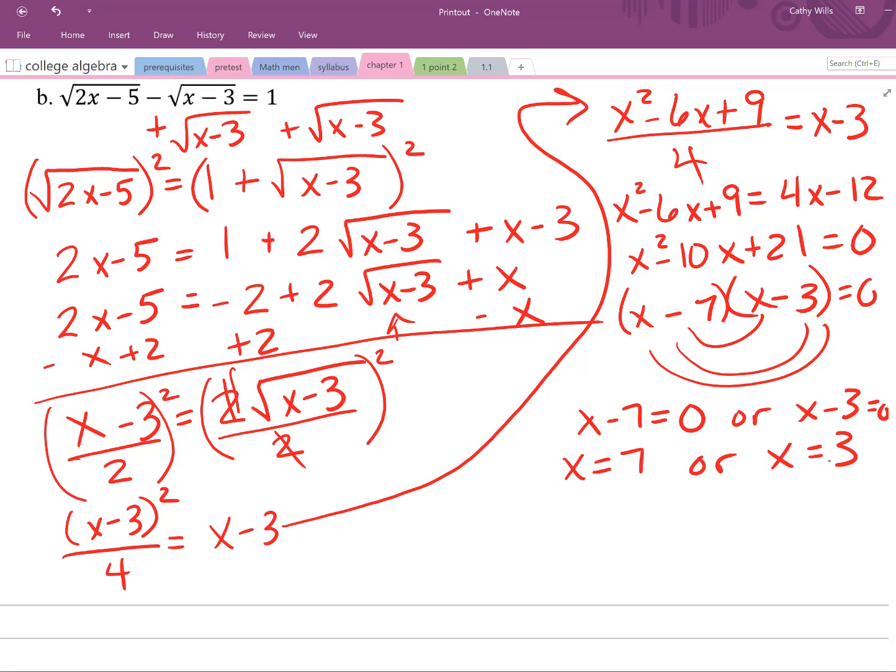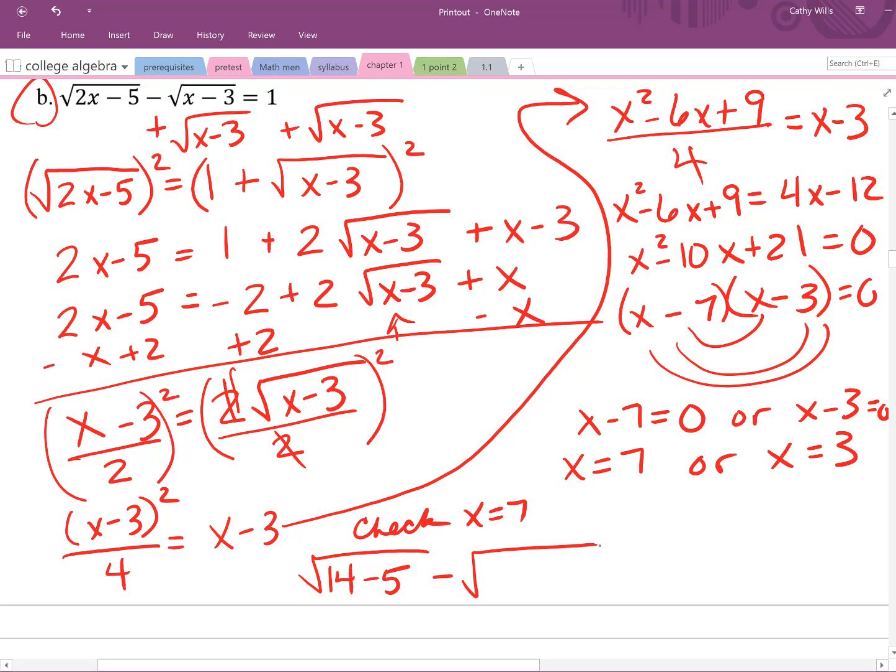However, I'm not sure they both work, so let me go back to the beginning and check. I'm going to check x equals 7, put it into the original equation. So you're going to have the square root of 2 times 7, which is 14, minus 5, minus the square root of 7 minus 3, and that's supposed to equal 1. The square root of 14 minus 5 is the square root of 9, which is 3. 7 minus 3 is 4, so the square root of 4 is 2. And 3 minus 2 does equal 1, so x equals 7 does work.